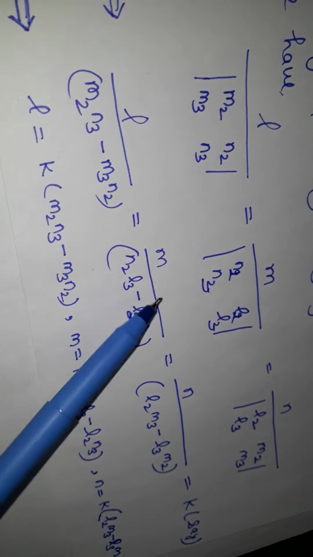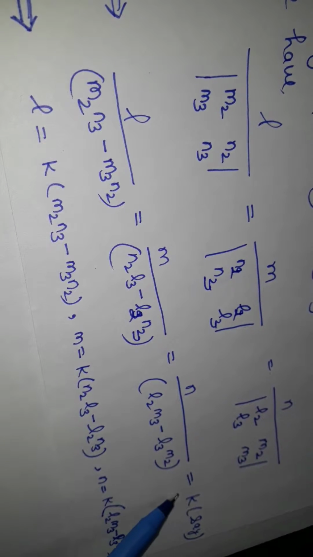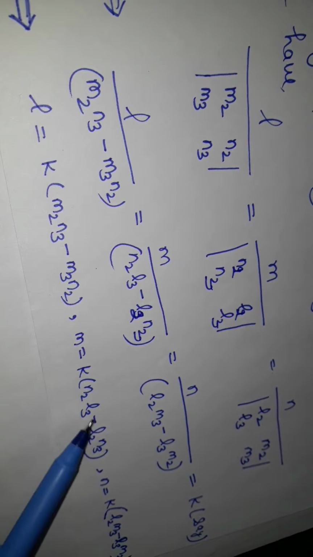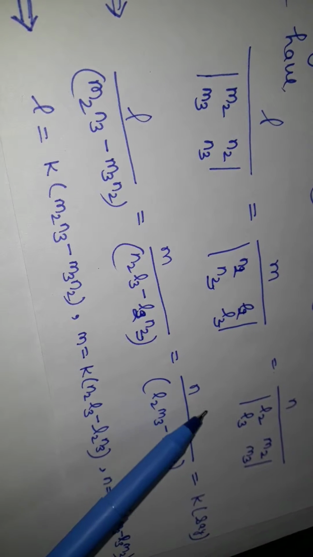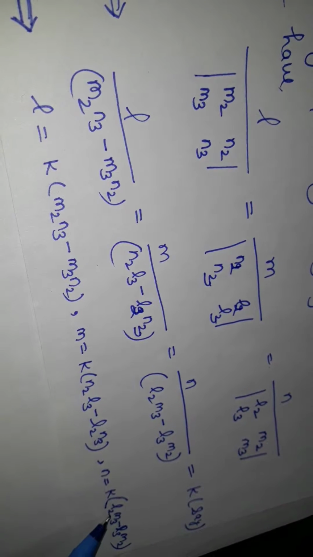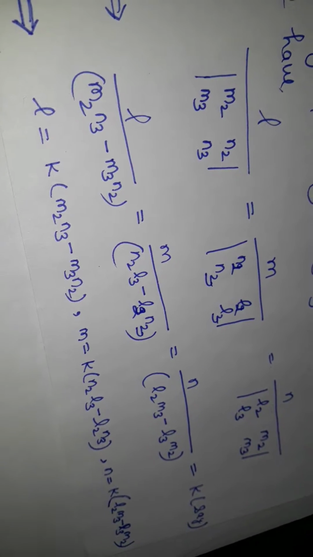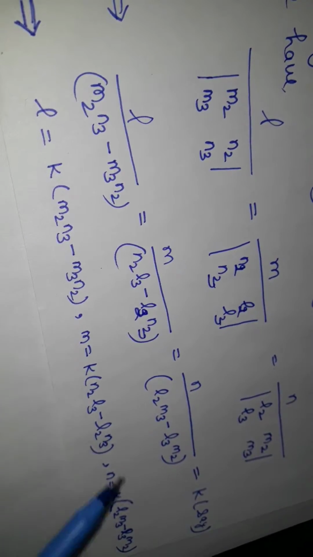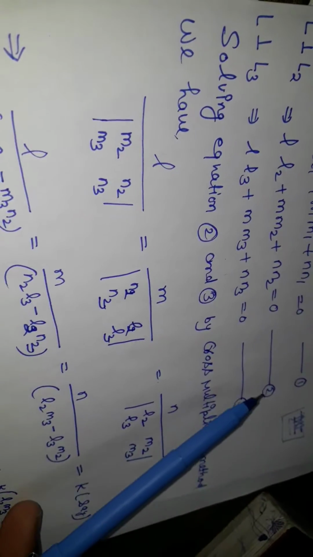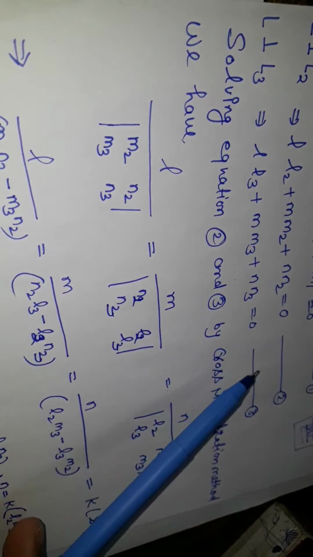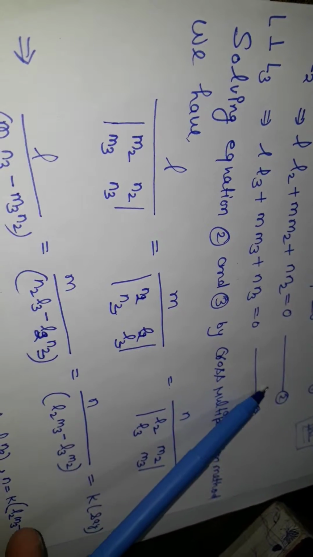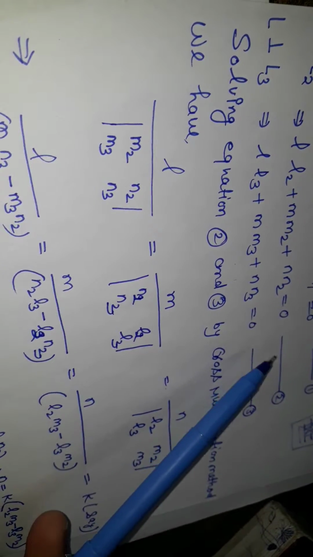In the same manner, taking the second term equal to K, I get M is equal to K times N2 L3 minus L2 N3. Taking the third term equal to K, I get N is equal to K times L2 M3 minus L3 M2. If we substitute these values of L, M, N in equations second and third, we get 0 equal to 0, because these values are the solution obtained from equations second and third, so they satisfy them.